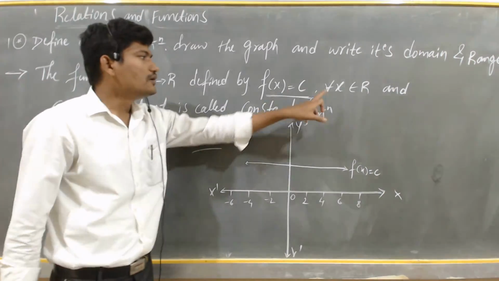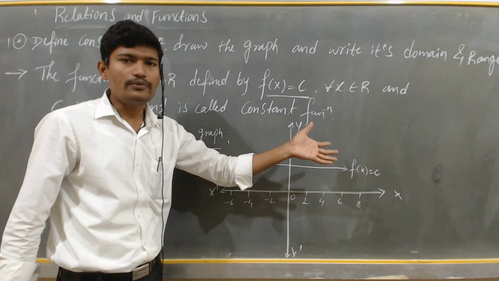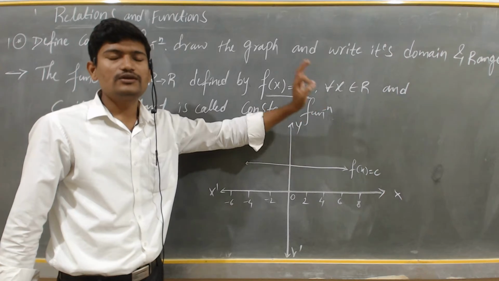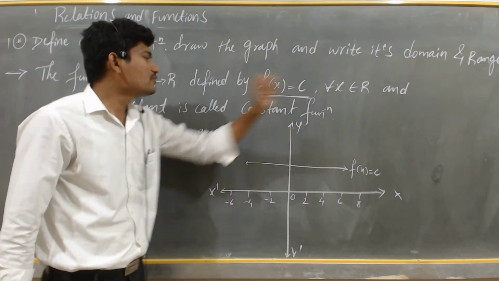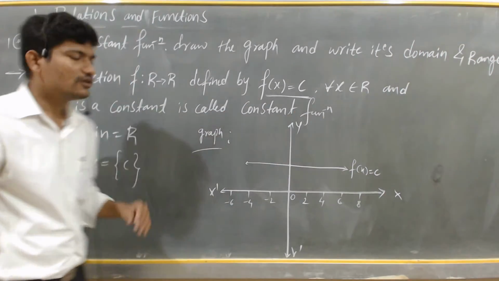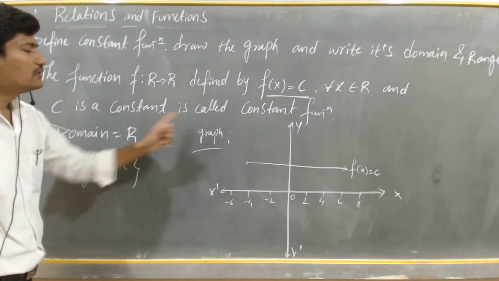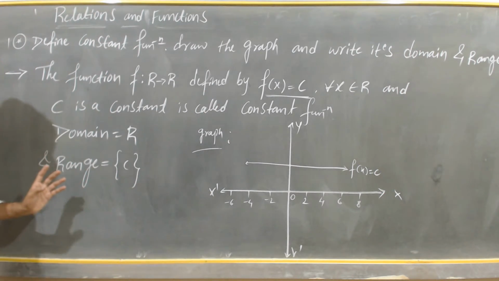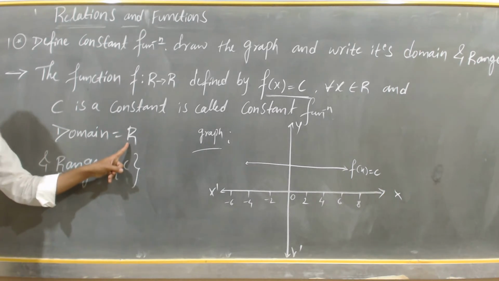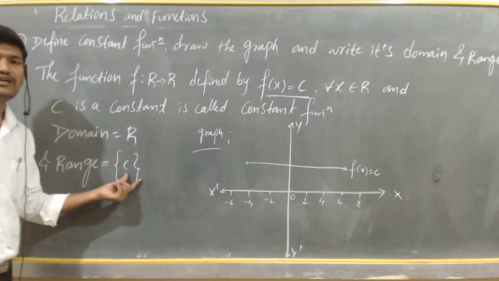For all x belongs to capital R, whatever numbers you substitute, the value will be a real number only. Here c is a constant, and this is called a constant function. Now here the domain is capital R, because we will take real numbers only. Now the range is equal to c, the constant.